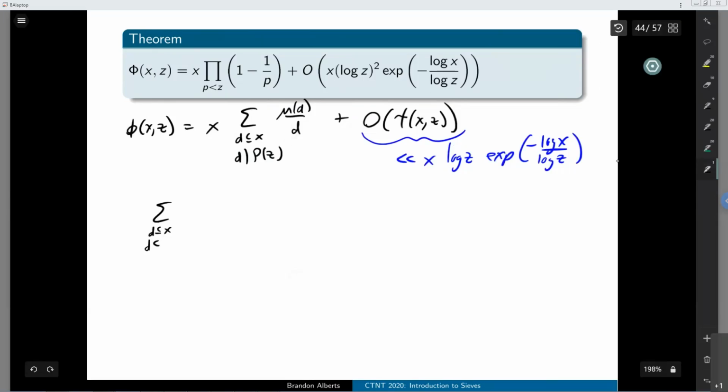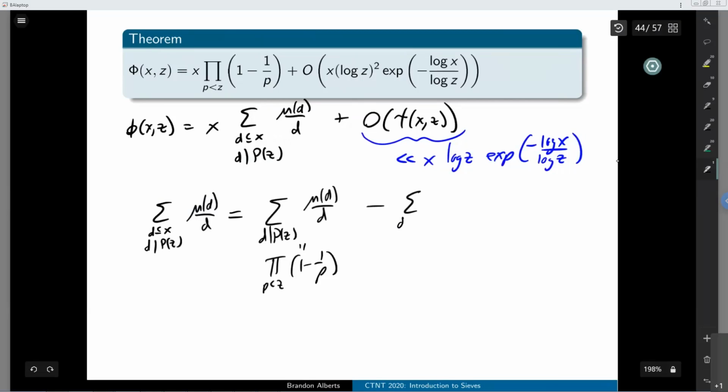So we take this expression, and let's just say we're very hopeful, and we'll say, all right, well, we'll pretend it's equal to the original term, which is the product of p less than z, 1 minus 1 over p, and then subtract off the terms that are too big, where d is too big. We're going to bound this piece using Abel summation.